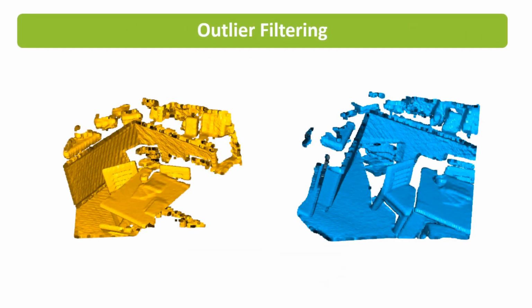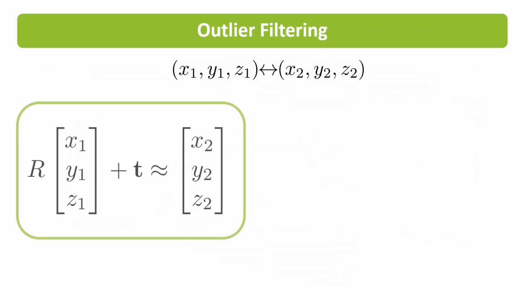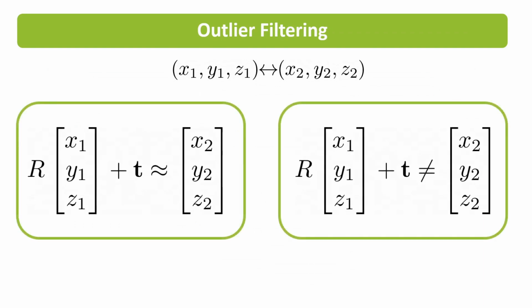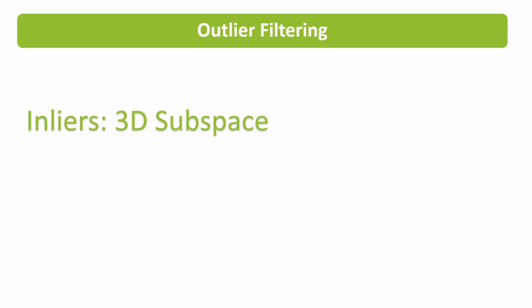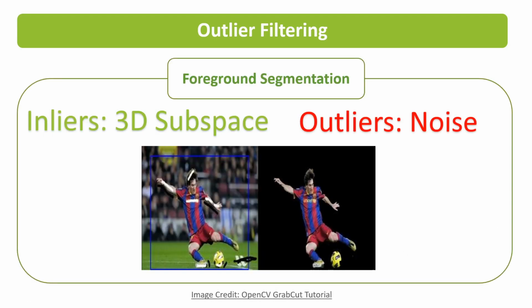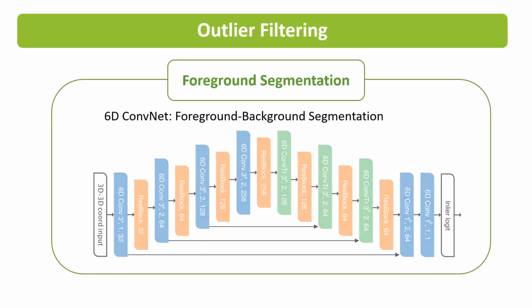Let (x_i, y_i) be a correspondence. Some correspondences will satisfy the transformation equation, while others don't. Choi et al. showed that the ones that satisfy the equation are inliers, and they form a 3D subspace in a 6D space. In other words, the inliers form a geometric structure while outliers will be noise, and we frame this as a foreground segmentation problem and use a 6D convolutional network to segment the inliers.